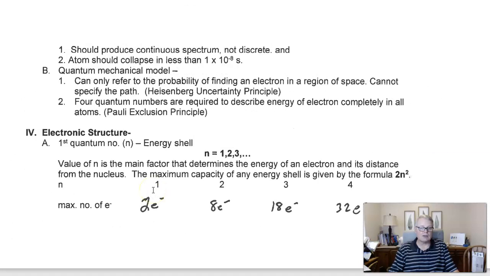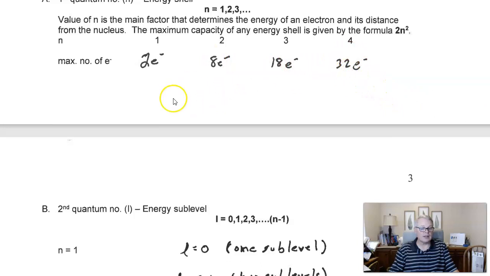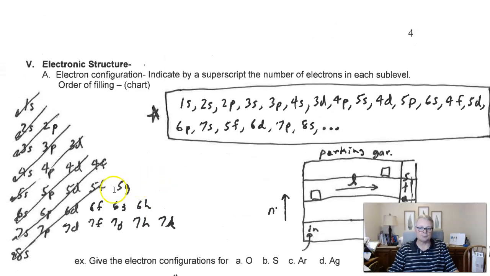Is this following this little 2n squared formula that I gave you earlier? It is. 2 electrons in the first energy level, 8 in the second. See? It's just that now what we've done, instead of saying there's 32 electrons in the fourth energy level, now what we're saying is, yeah, there are.